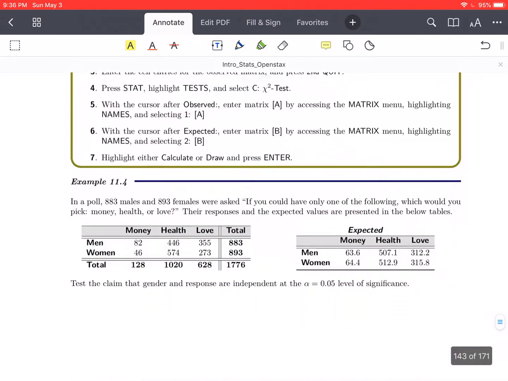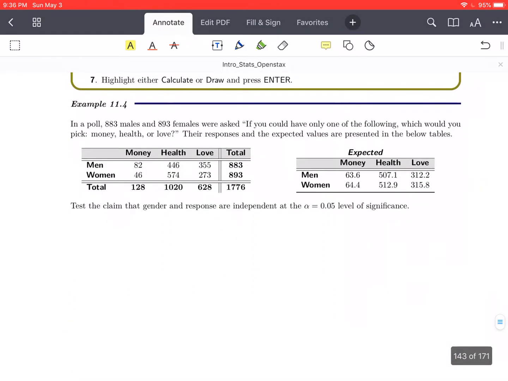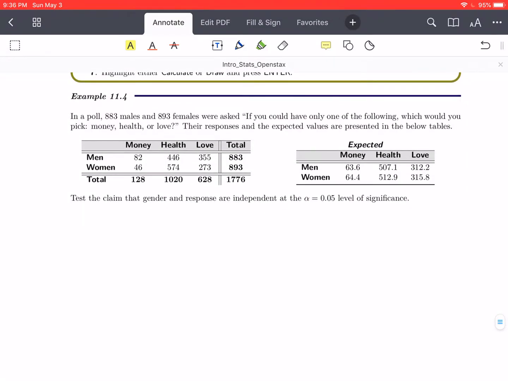So let's take a look at the example. This is the same question. We have the poll with 883 males, 893 females. If you could only have which of the following, which would you pick? Money, health, or love? Their responses and expected values are present in the below tables. So this is the expected values that we found on the other page, and then of course the original table there. Test the claim that gender and response are independent at the alpha equals 0.05 level of significance.